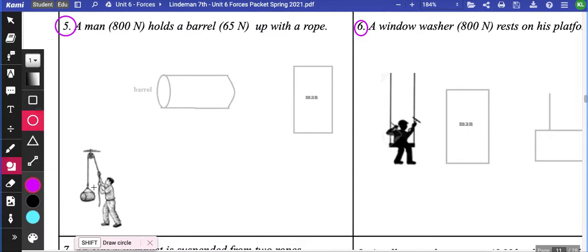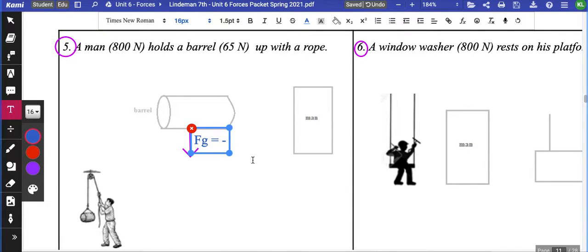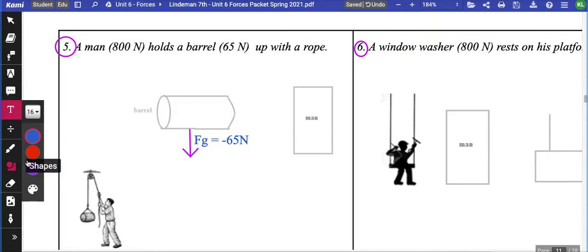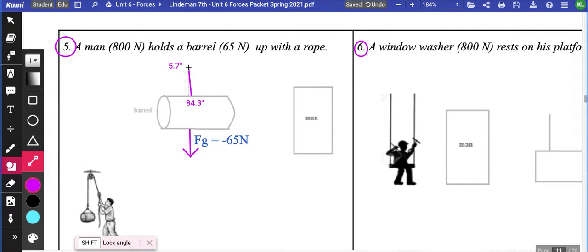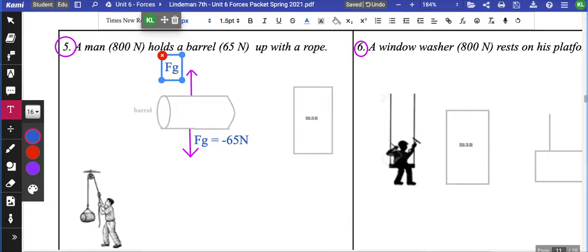So the first thing we're going to do is the barrel, because I think the barrel is just the simpler of the two to sketch. So for the barrel, we have an FG that is negative, I guess 65? Yeah, negative 65 newtons. And then we have a tension force that is also a magnitude of 65, but it's positive for this one. Oops.